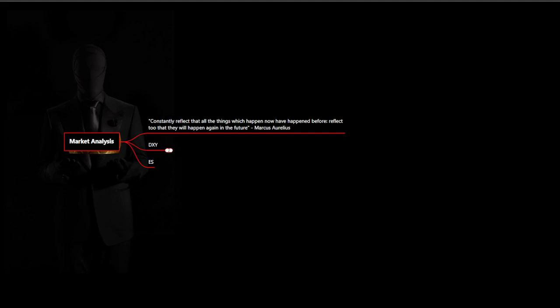Now, to start off today's mind map, let's take a look at what Marcus Aurelius says in his book Meditations. He says, constantly reflect that all the things which happen now have happened before. Reflect too that they will happen again in the future. Now, this idea isn't new to us. We've talked about this in the channel at great length, where we discuss what Ecclesiastes chapter 1 verse 9 says. It reads, what has been done is what will be, and what has been done will be done again. There is nothing new under the sun.